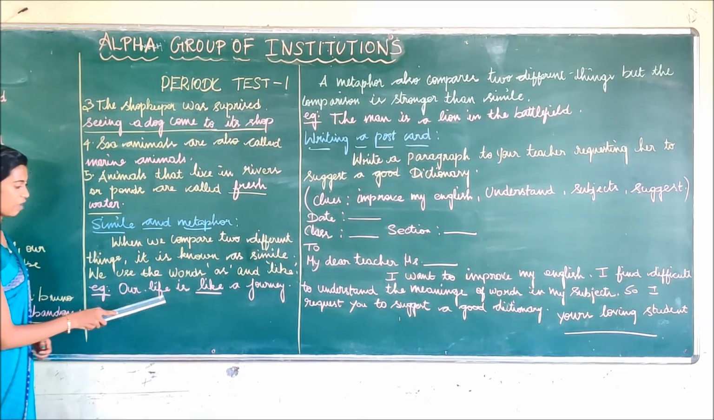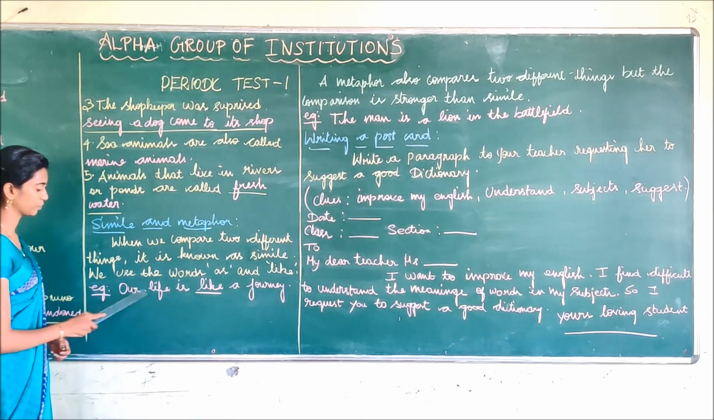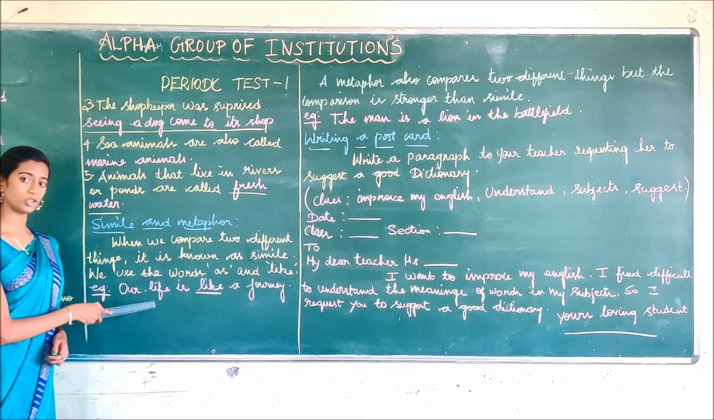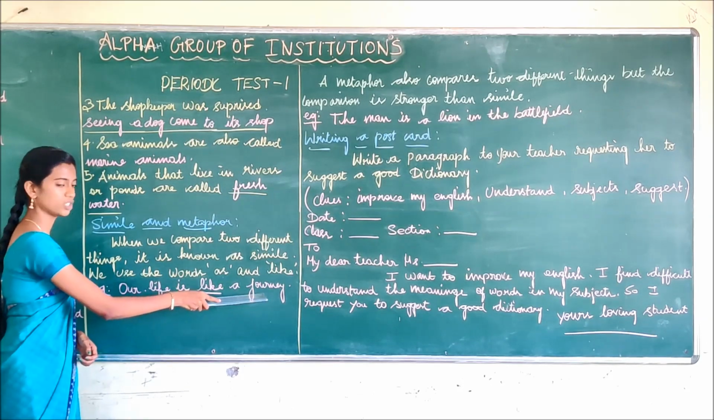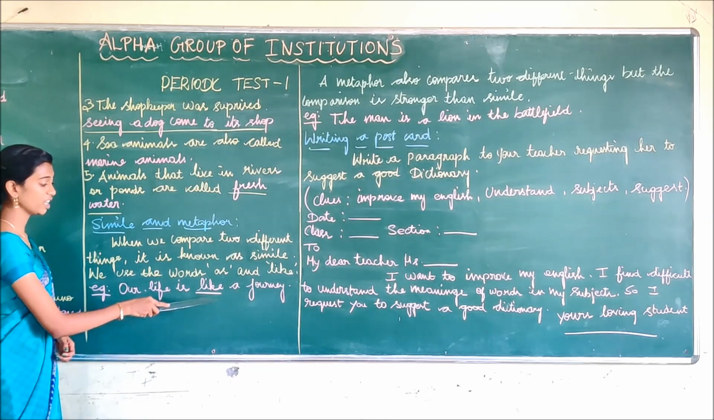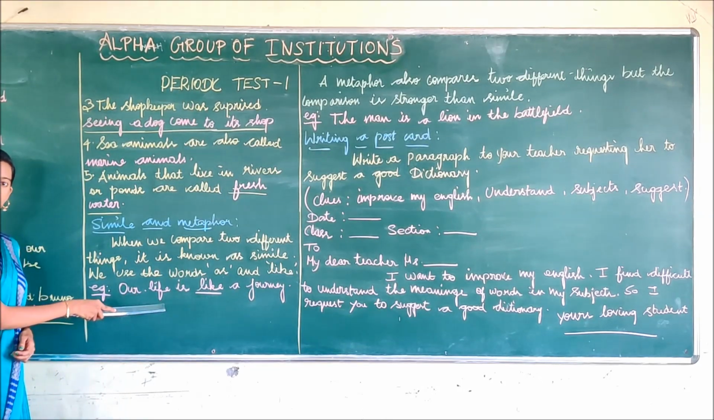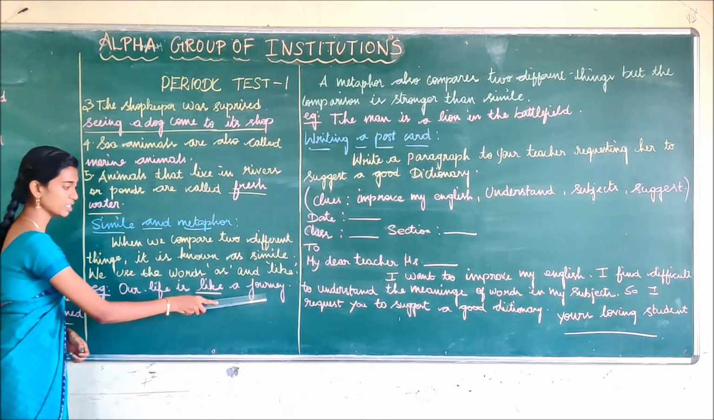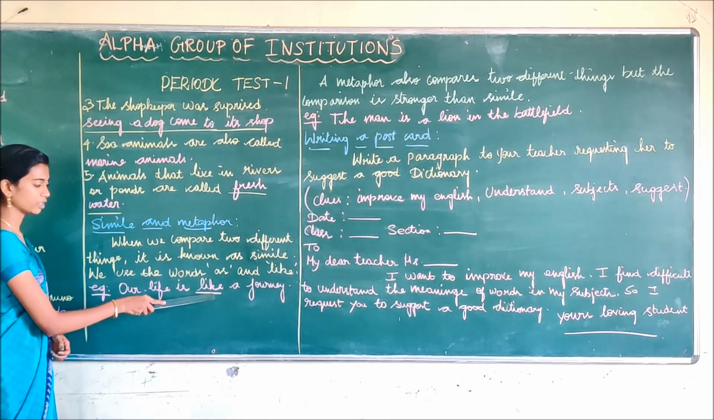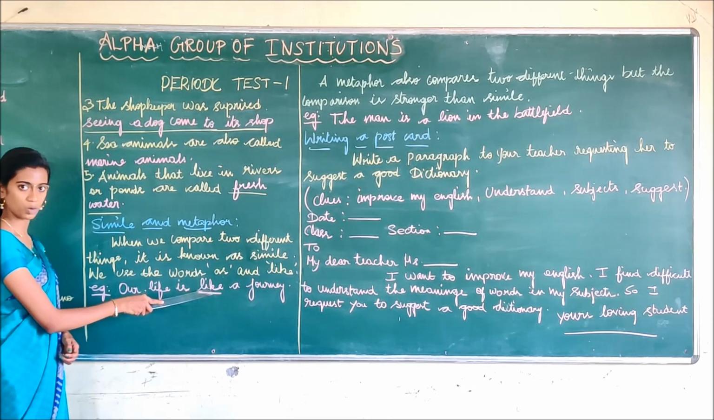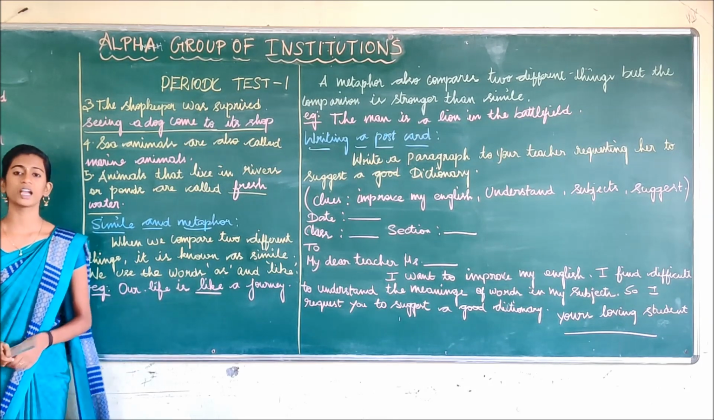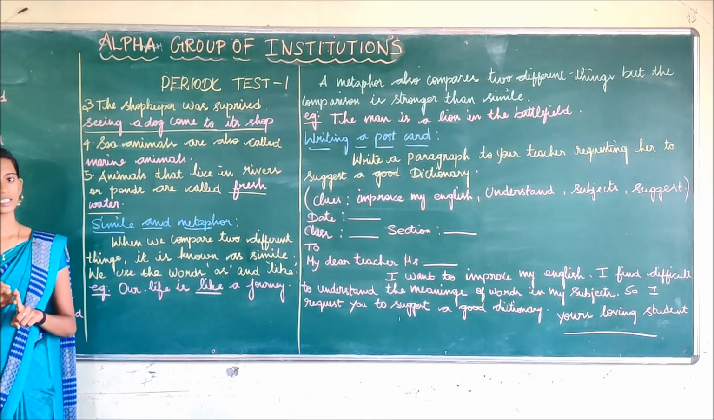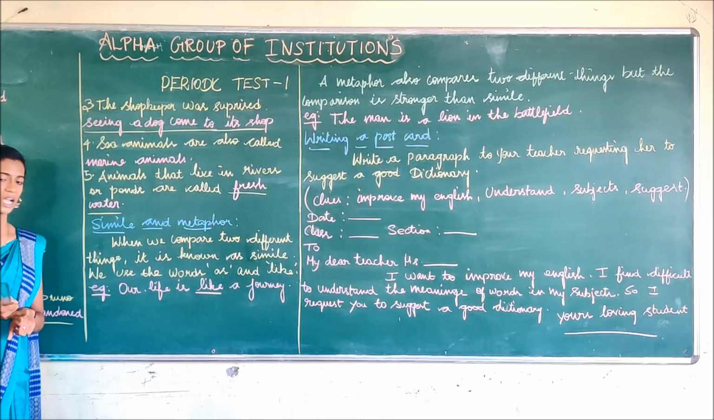For example, our life is like a journey. In this sentence, the life is compared to what? The life is compared to a journey. They have used the word like. So it is known as the simile. So in a sentence, if they compare two different things and they add as or like, the sentence is known as simile. Shall we move on to the next?